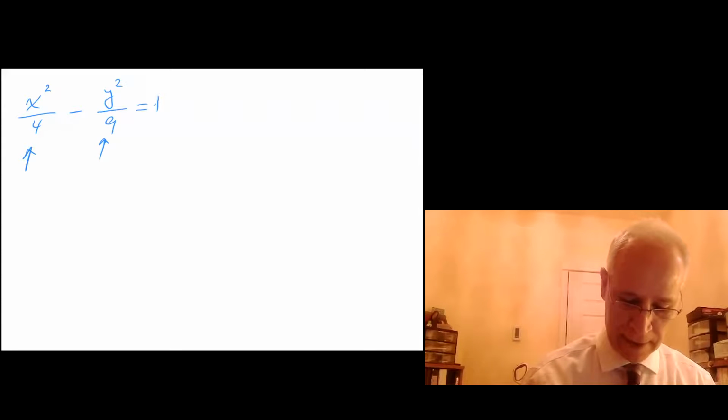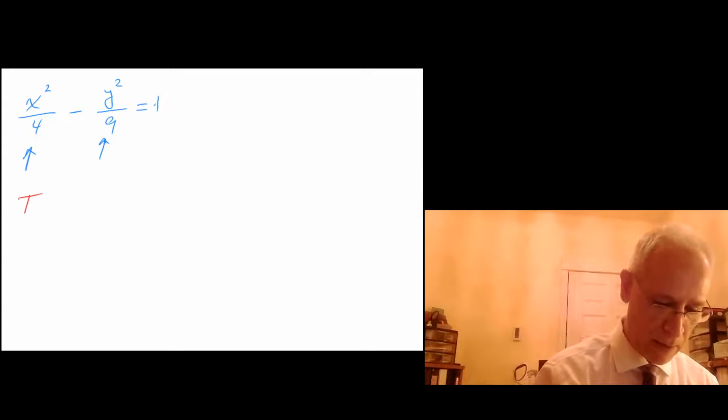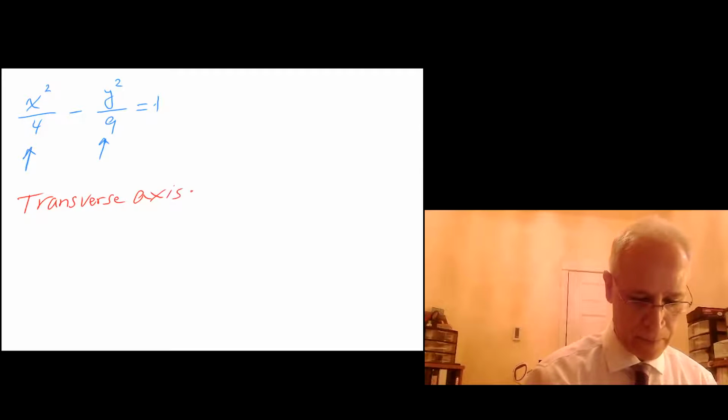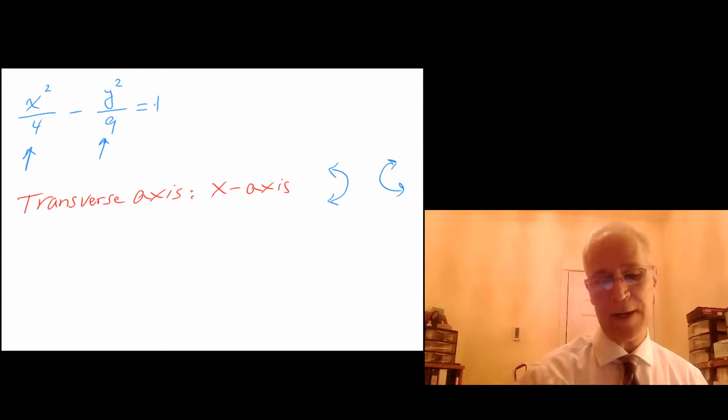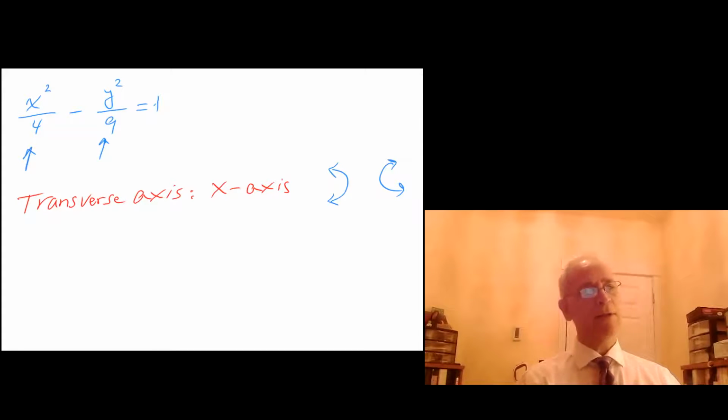Let me write that. Transverse axis is x-axis. And that means that the hyperbola is opening to the left and to the right. What else can I tell?